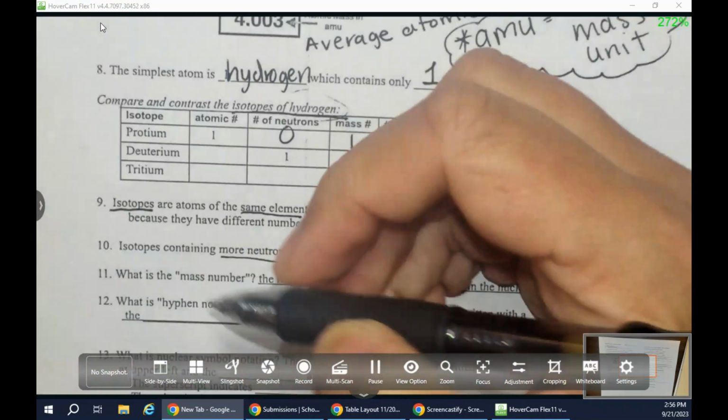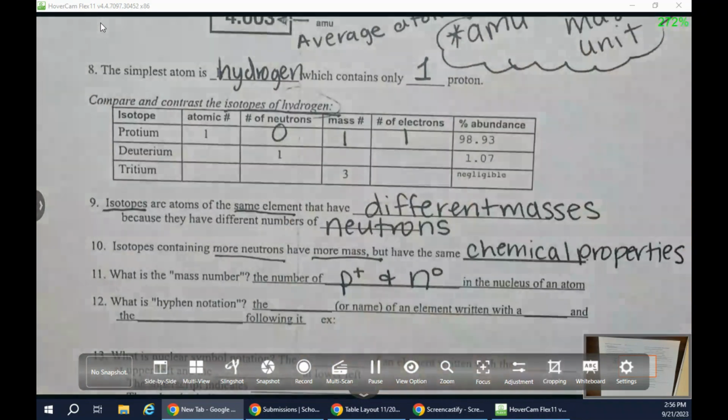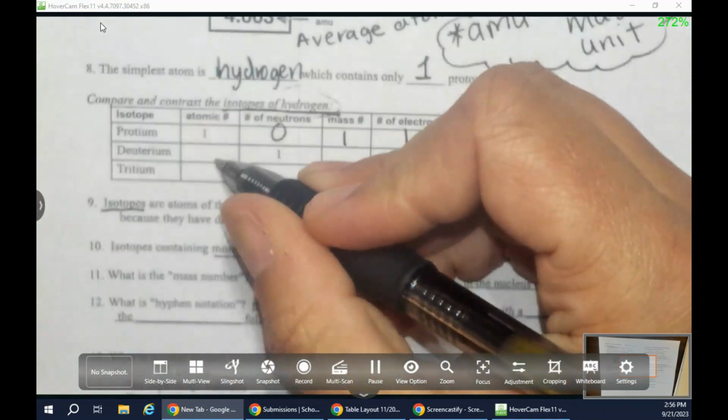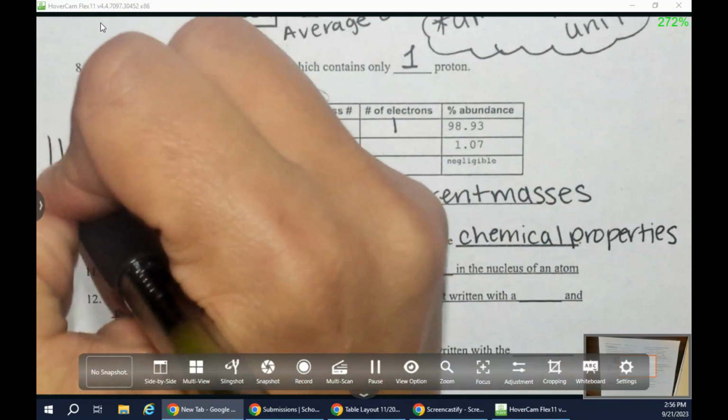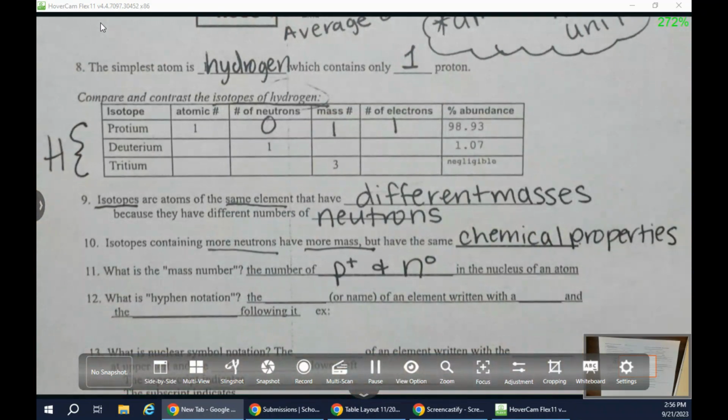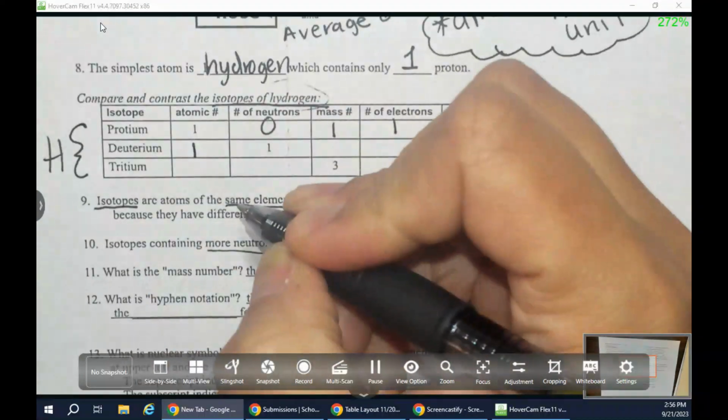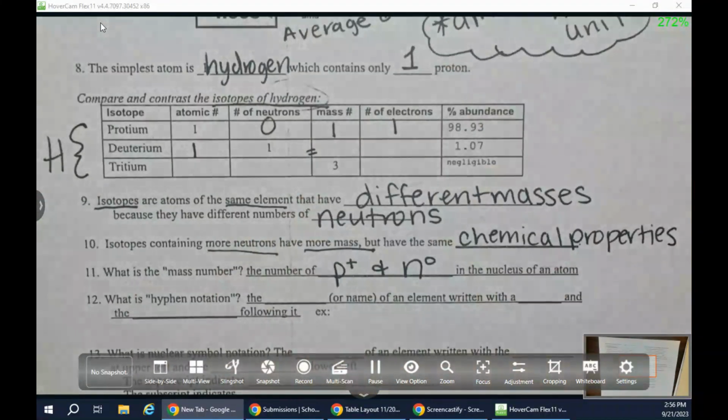Deuterium. This is going to be one that has 1 neutron. What is the atomic number of it, if they're all hydrogens? What's the atomic number of hydrogen? Still 1. Thank you. Good. 1. So what is my mass number?